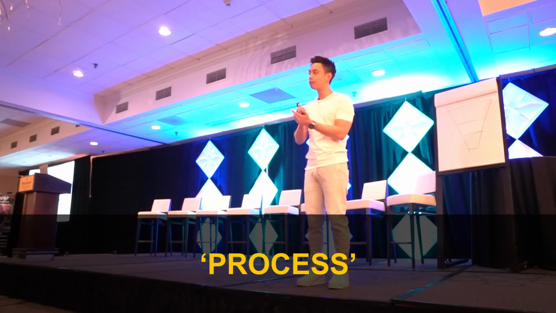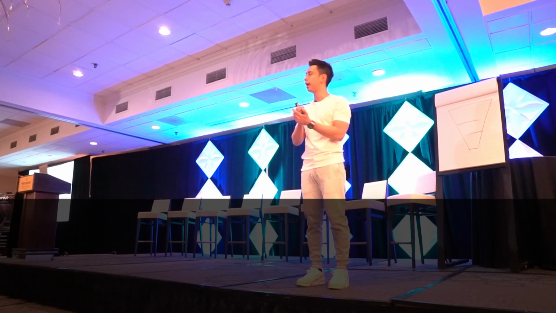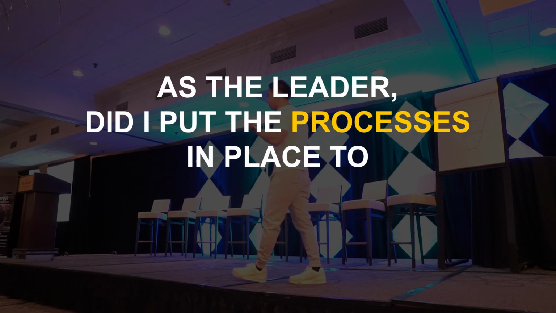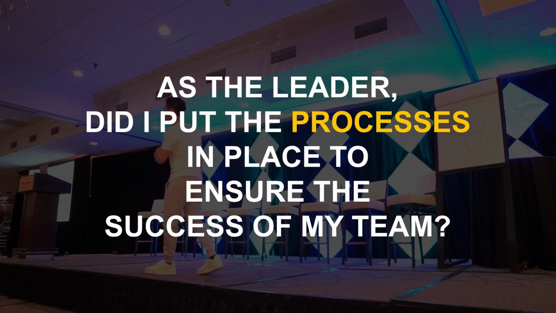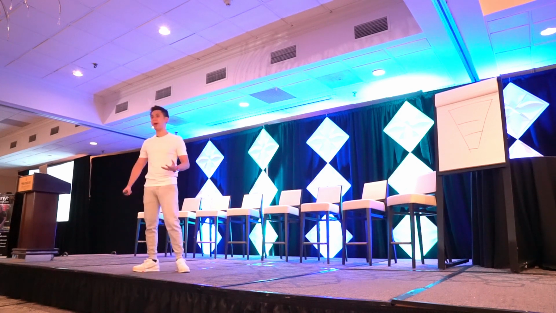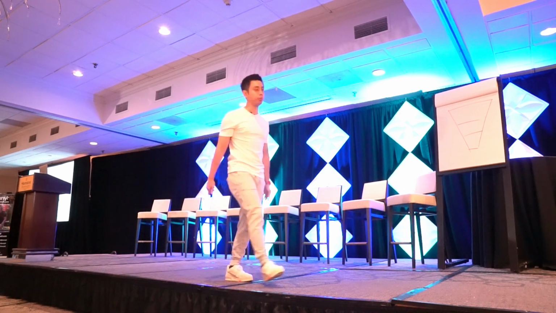So the question to ask when something doesn't go according to plan is, as the leader, did I put the processes in place to ensure the success of my team? And the truth is, if you didn't, then that's on you, because you didn't have the things in place in order to make sure that they succeed.